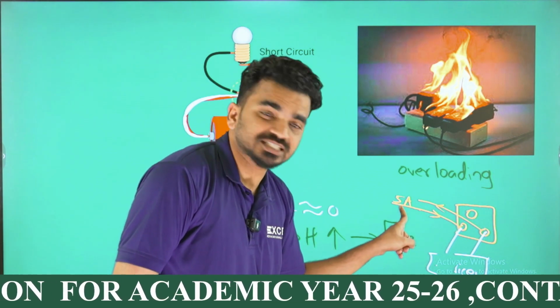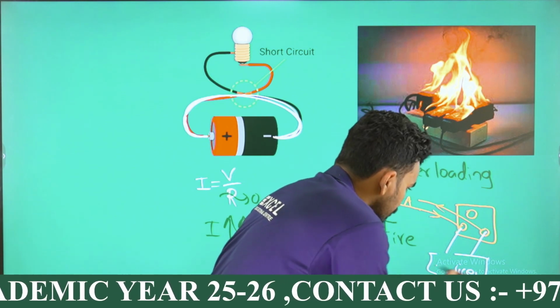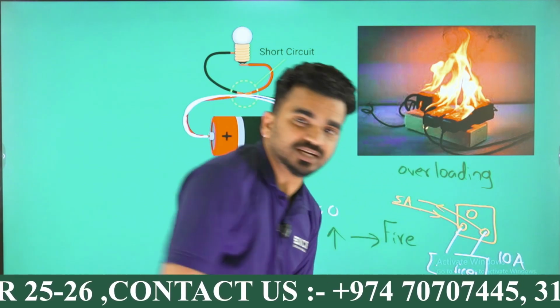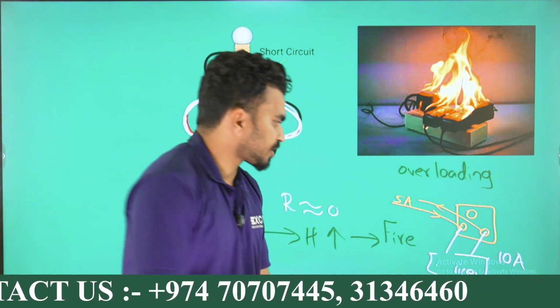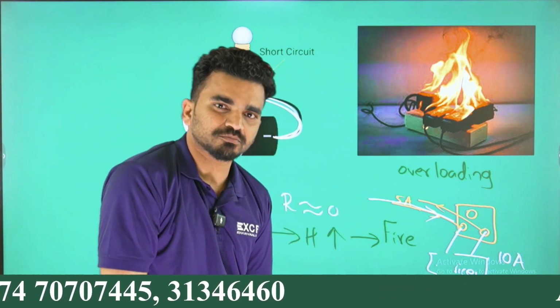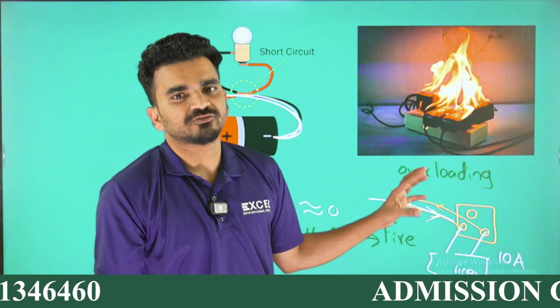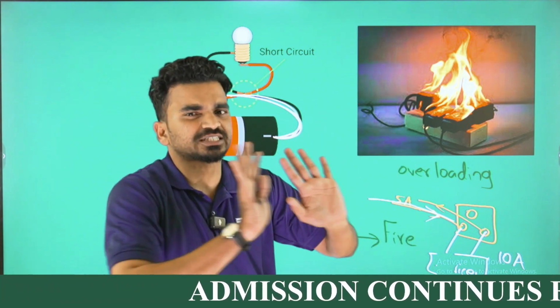How much is the capacity of that wire? 5 ampere only. But if you connect more devices here, it may take, suppose, 10 ampere current. All devices take 10 ampere current. Okay, this wire will say, I will try to give 10 ampere to you. But what's the capacity of this wire? 5 only. Automatically what happens? It starts a fire.